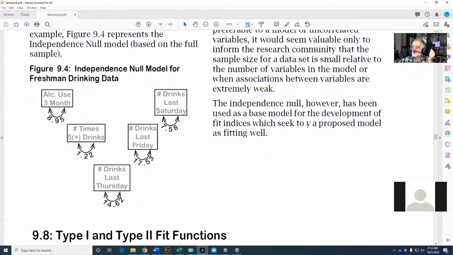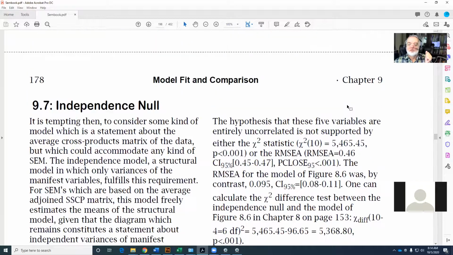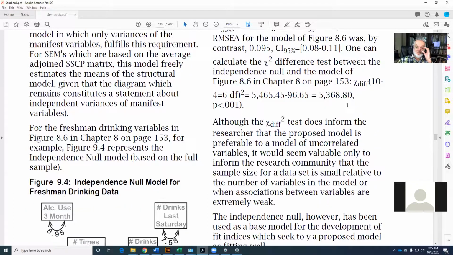Let's see, I've got to fix something on page 178. There's a Y there that shouldn't be, okay?